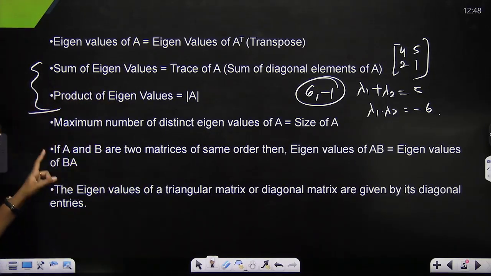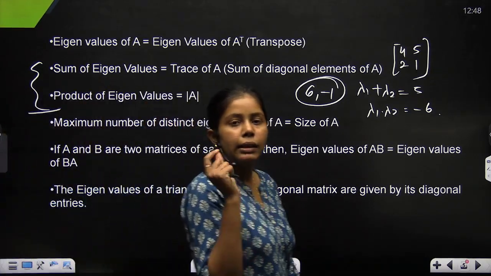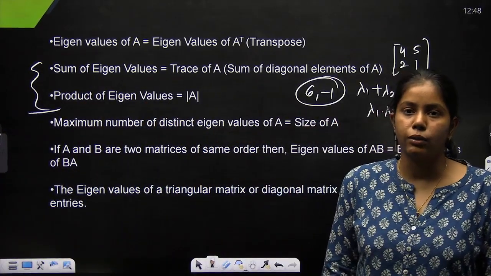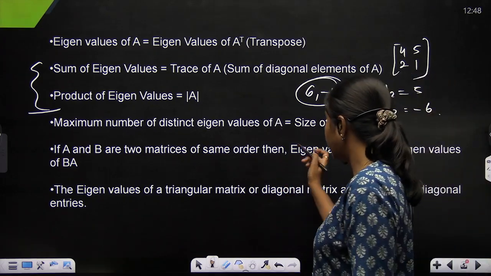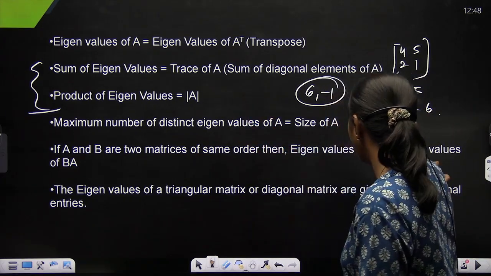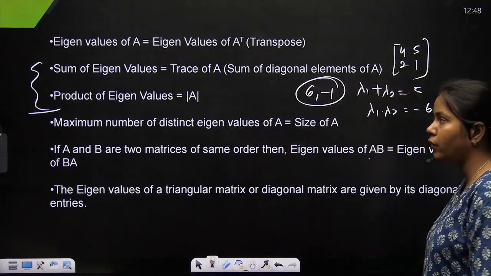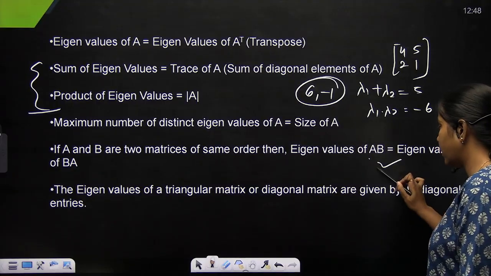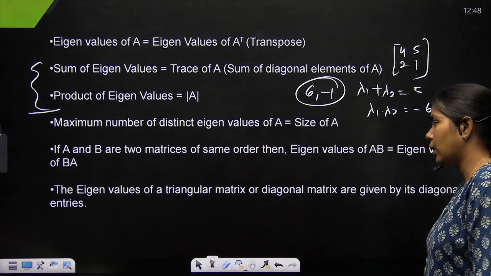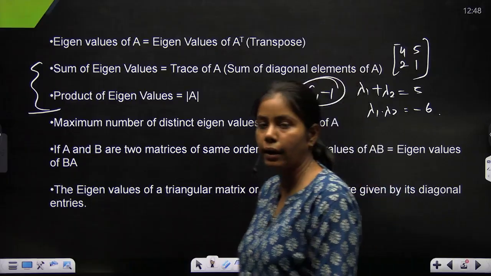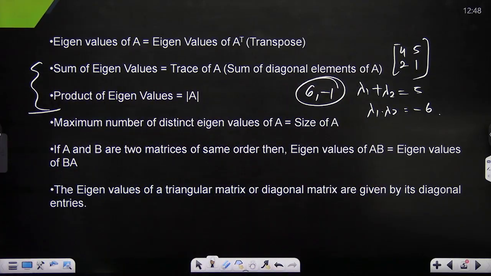Eigenvalues of AB are equal to eigenvalues of BA. Whatever the eigenvalues of AB are, they would always be equal to the eigenvalues of the matrix BA. How? See, both of these things will be true: trace of AB is equal to trace of BA and determinant of AB is equal to determinant of BA. So we can say that eigenvalues of AB are equal to eigenvalues of BA.